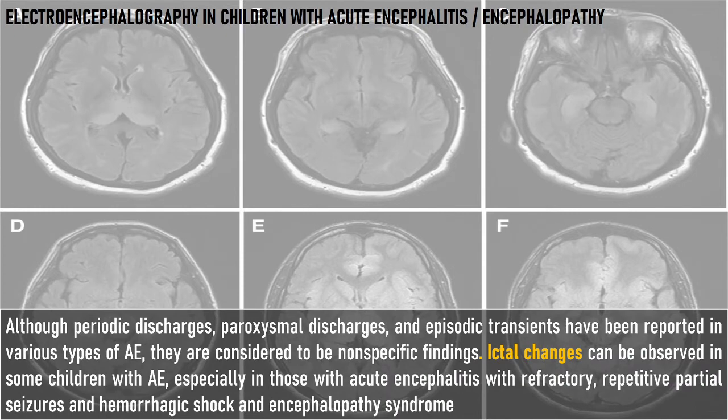Although periodic discharge, paroxysmal discharge, and episodic transients have been reported in various types of AE, they are considered to be non-specific findings. Ictal changes can be observed in some children with AE, especially in those with acute encephalitis with refractory, repetitive partial seizures and hemorrhagic shock and encephalopathy syndrome.